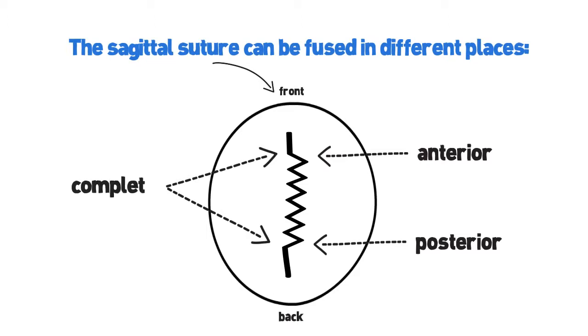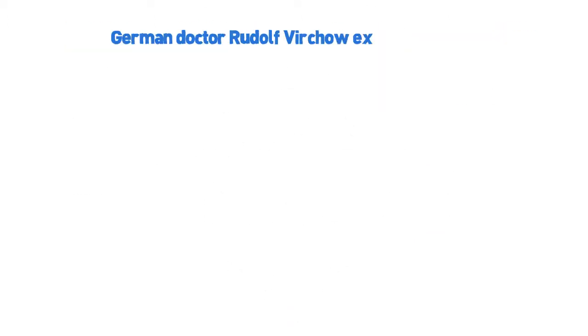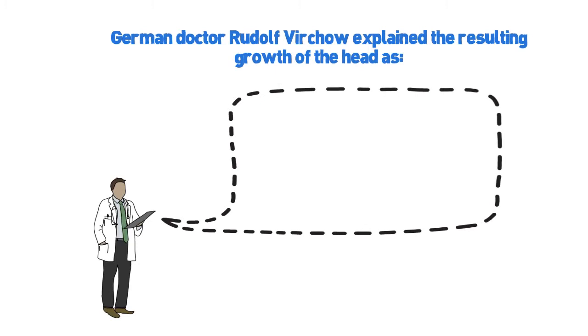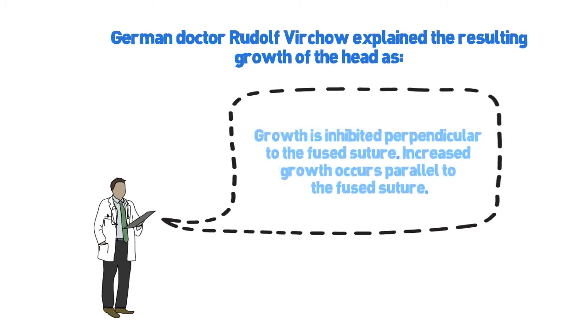suture are fused. The resulting growth of the head was explained by German doctor Rudolf Virchow as being decreased in areas perpendicular to the fused suture, but increased as a result of compensation in areas parallel to the fused suture.